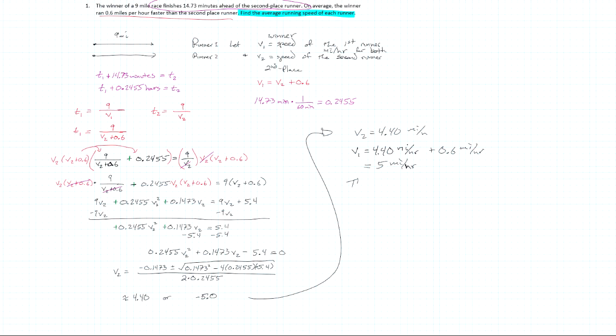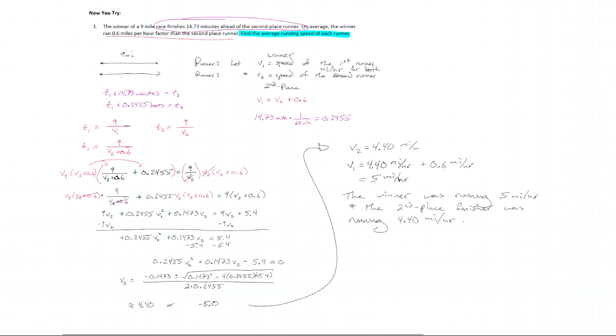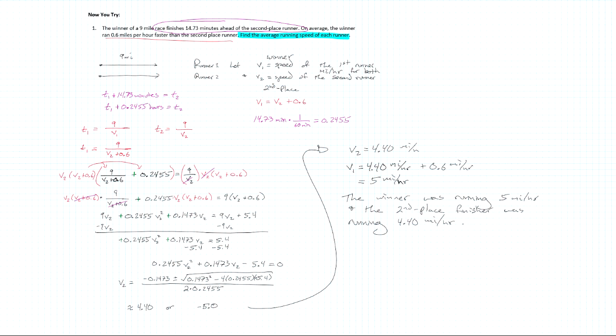So we can conclude then that the winner was running 5 miles per hour, and the second place finisher was running 4.40 miles per hour. That's it. And we're done.